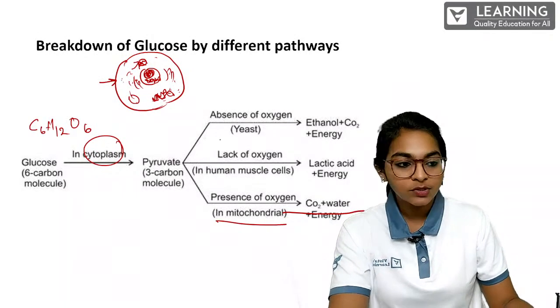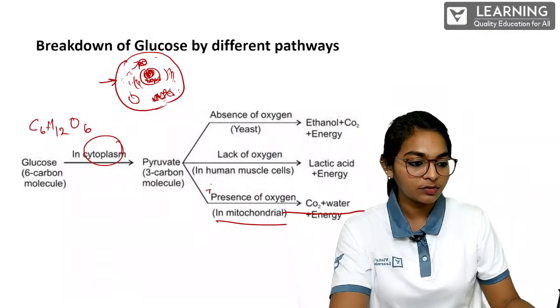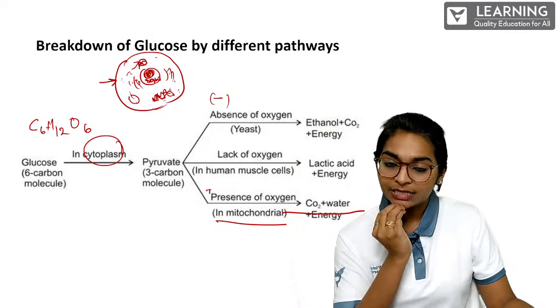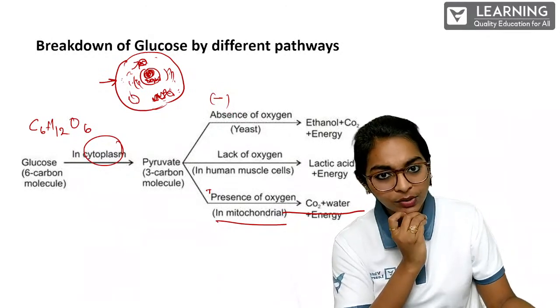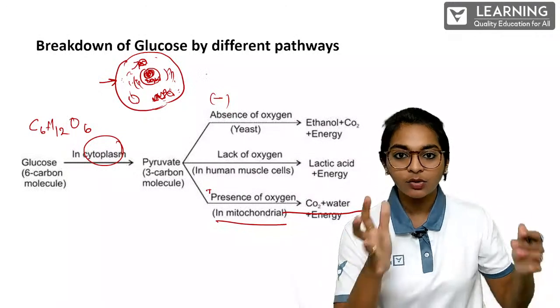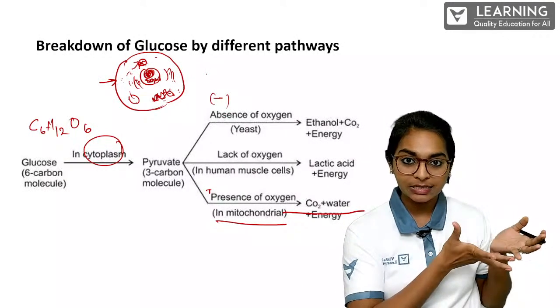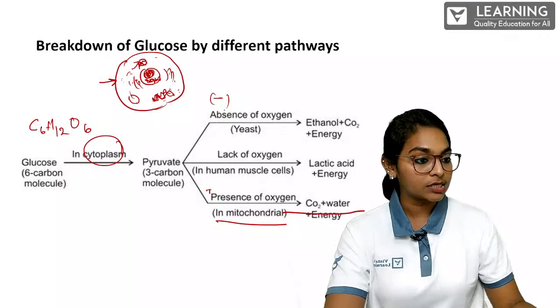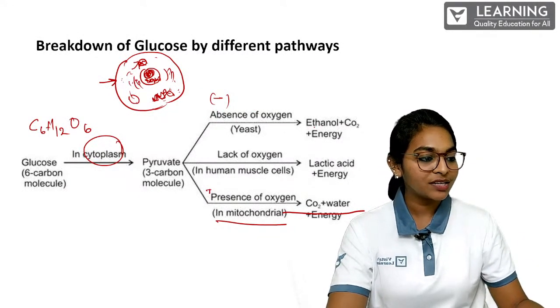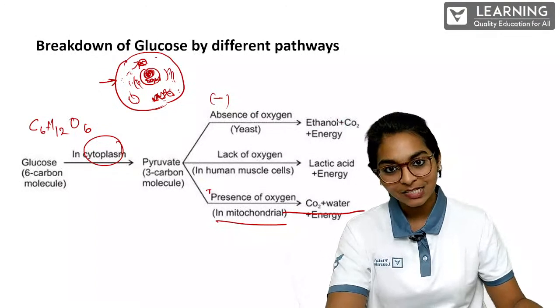Now let's say in the absence of oxygen. So that was in the presence of oxygen. Let's say in the absence of oxygen, what is happening? For example, in the yeast cell. Why do we use yeast? In the fermentation process we use it. In baking industries we use it. Your mummy will also use it to prepare idli dosa. Correct. So in the absence of oxygen, what will happen? Ethanol plus carbon dioxide plus energy is produced.